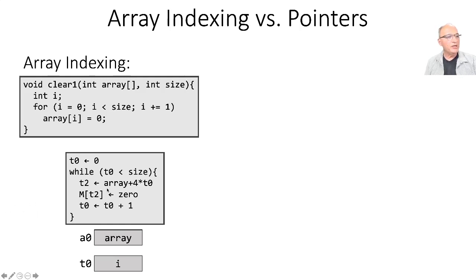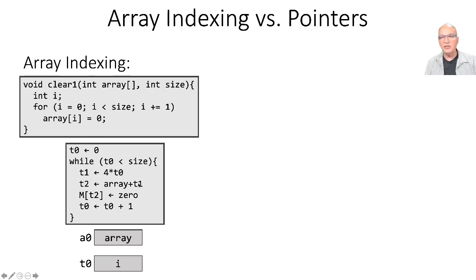As we know, we cannot multiply by 4 and add in one instruction. So to make the pseudocode closer to the assembly, we're going to replace this statement here with two statements. The first one will be the multiplication of T0 by 4, and in the second one I'm going to add the result of that multiplication to the base of the array to obtain the address T2 that I then use for my memory access. My store word will be using that address.